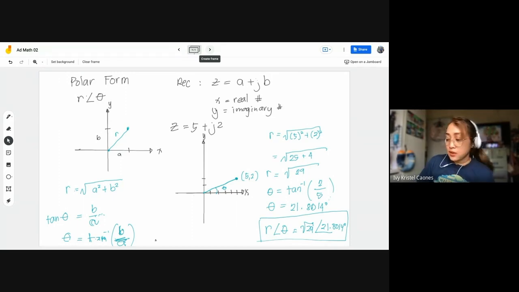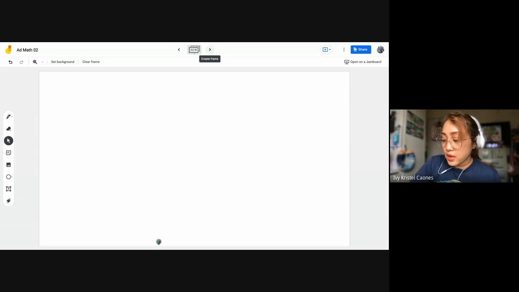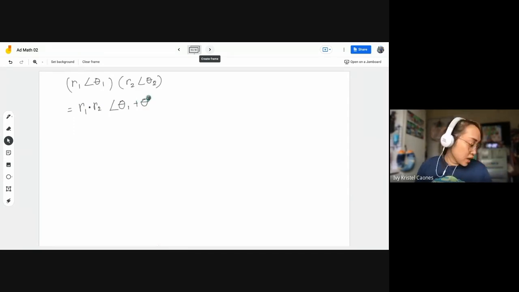That is by using the polar form. If you have a polar number, let's say R1 bar angle theta 1, then you will multiply it to R2 bar angle theta 2. That is simply R1 times R2 bar angle theta 1 plus theta 2. That is how you will multiply a polar form.